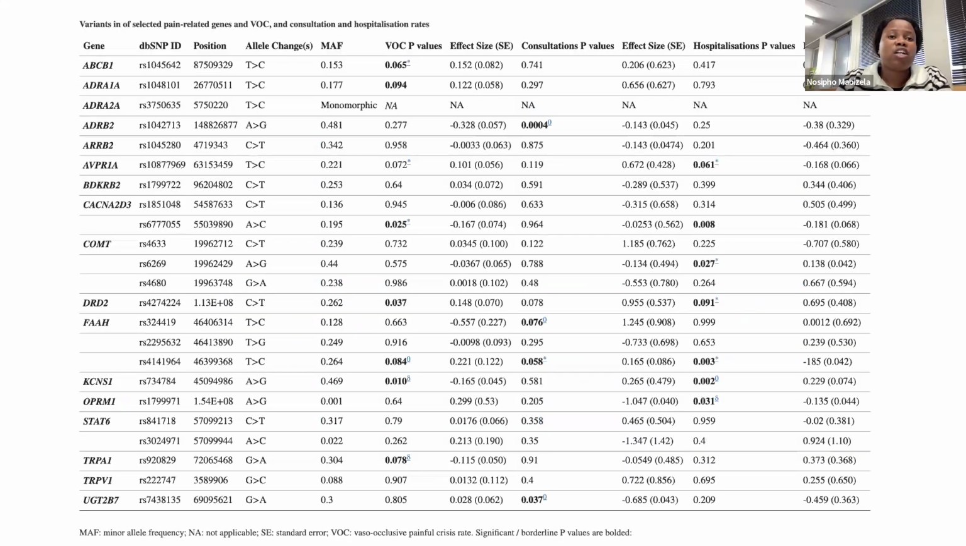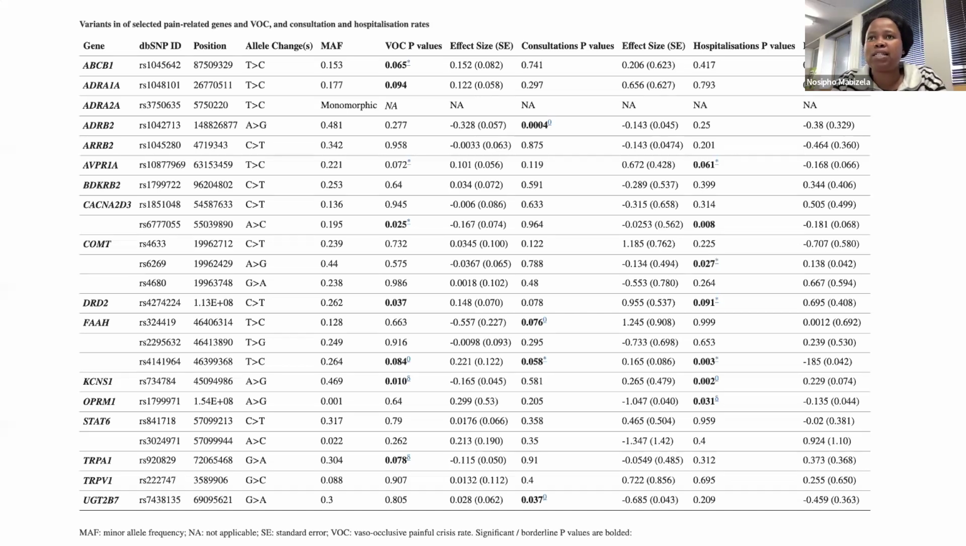So after looking at the clinical predictors, we looked at the genetic predictors. We included all the genes and the SNPs that were associated with pain or vaso-occlusion in our literature review. We saw that there were a few that were associated with the number of vaso-occlusion crisis, and some that were associated with consultation and hospitalization.